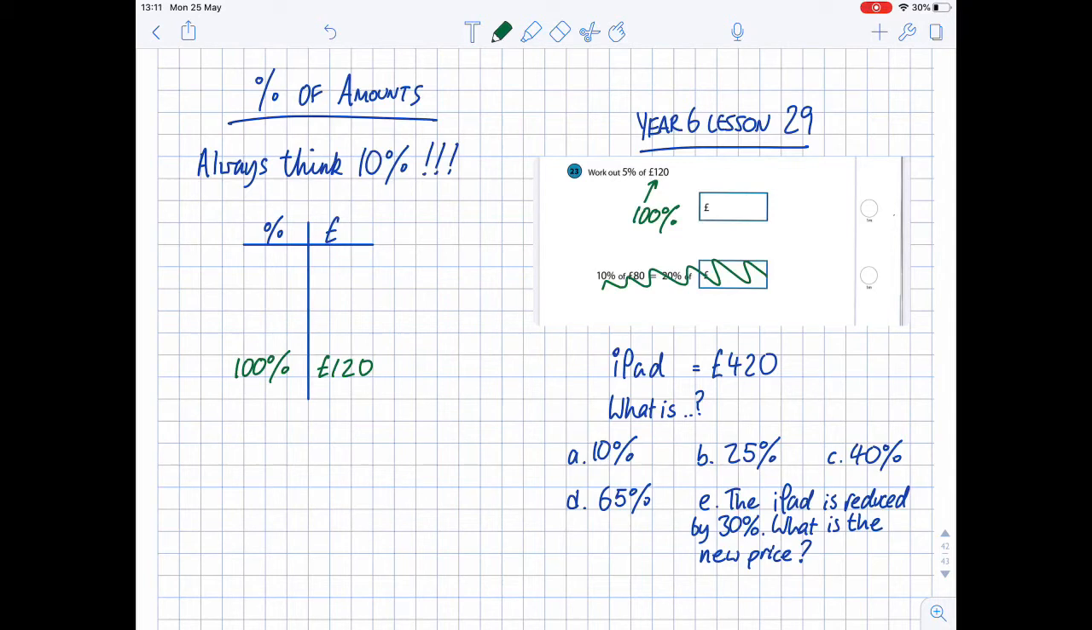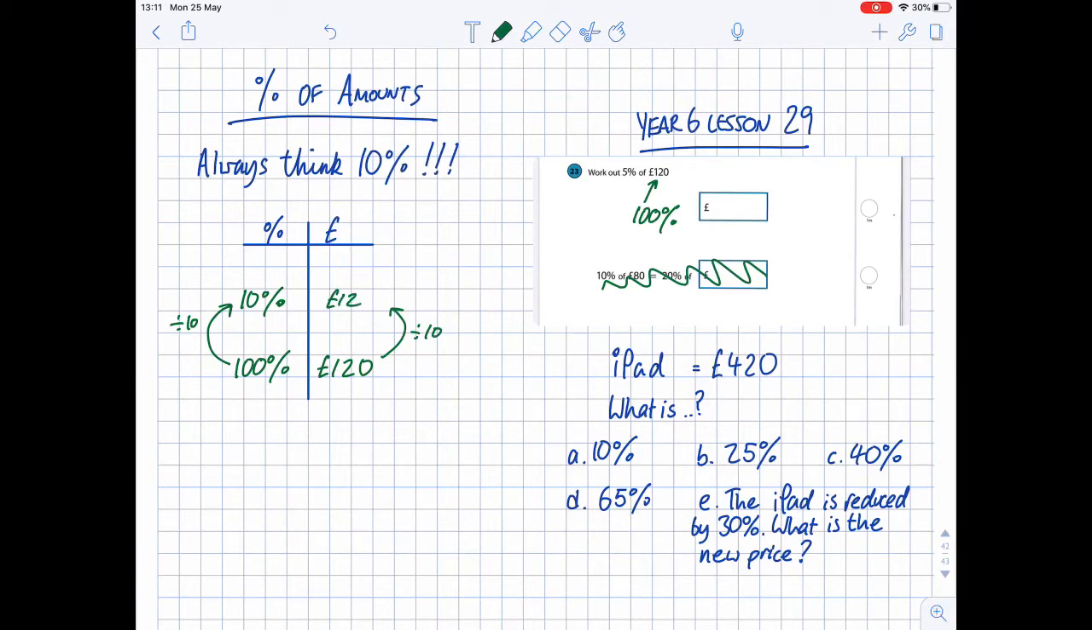Now, I said always think in terms of 10%. So I'm going to work out 10% first of all. How do I get from 100 down to 10 through division? I divide it by 10. What I do to one side, I have to do to the other. What's 120 divided by 10? It's 12.